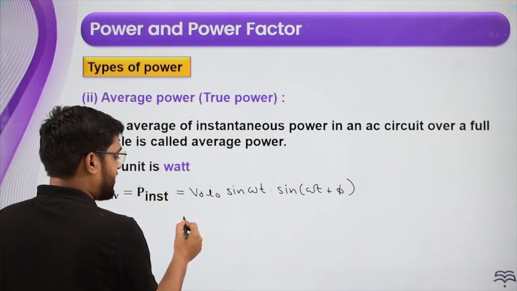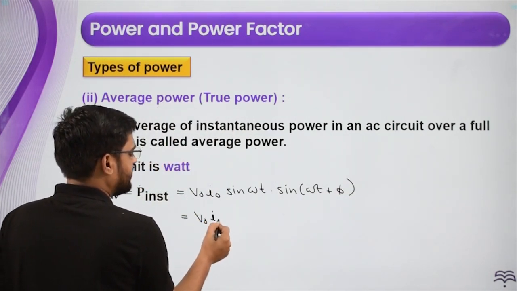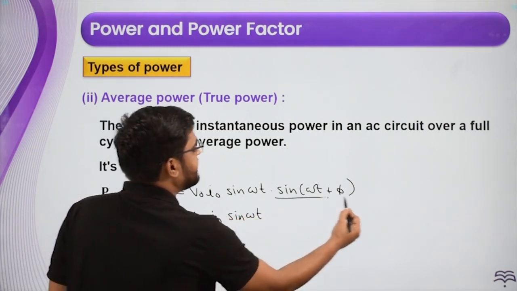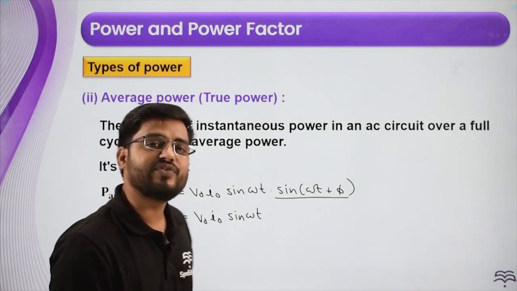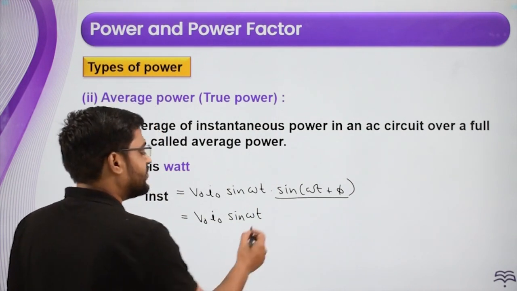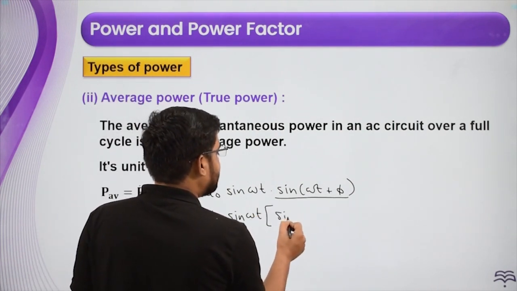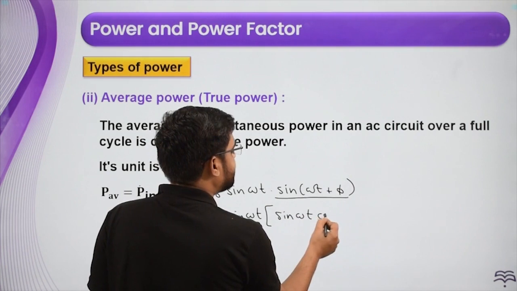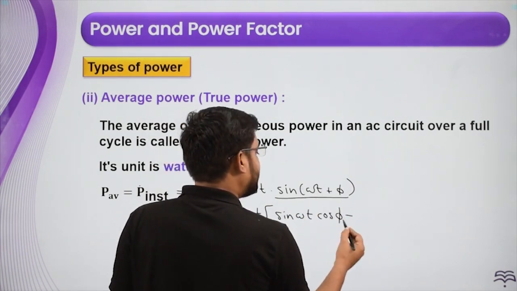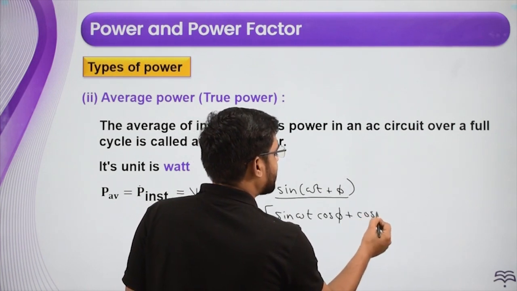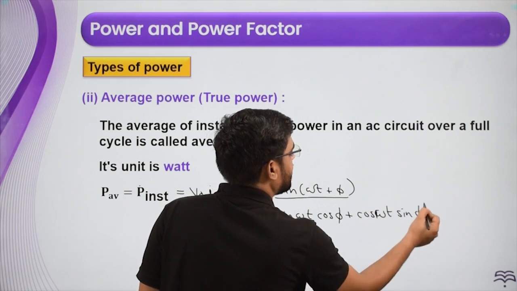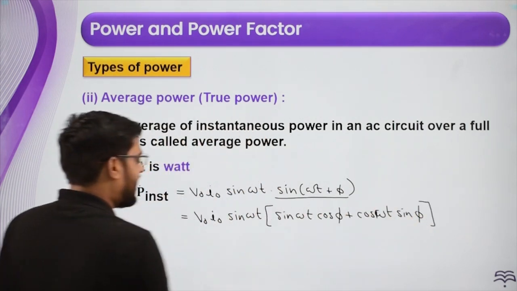I'm just going to expand it. So V naught I naught sine omega t, then I'm expanding this expression using the expression for sine of a plus b, that is sine a cos b plus cos a sine b. So I am writing sine a cos b plus cos a, which is omega t, sine b, and now just multiply it with this.